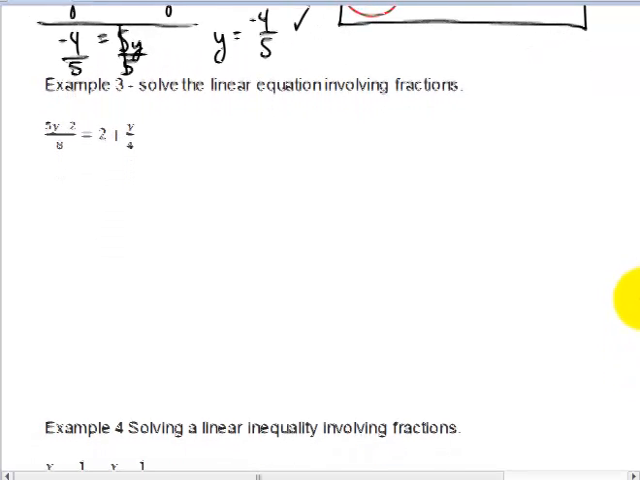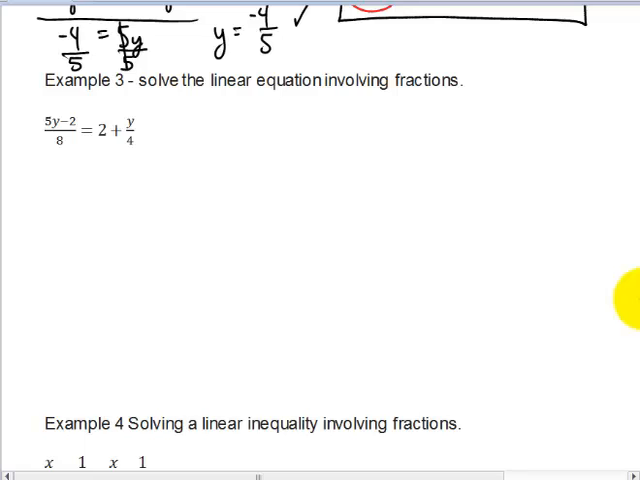Now a lot of people don't like fractions, but we have to be able to solve these types of equations as a prerequisite skill. So we notice that we have a denominator of 4 and a denominator of 8. If we multiply by the least common multiple, which would be 8, so everything gets multiplied by 8, the left side and the right side, we can get rid of those fractions.